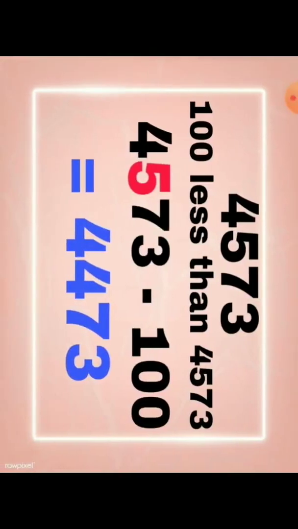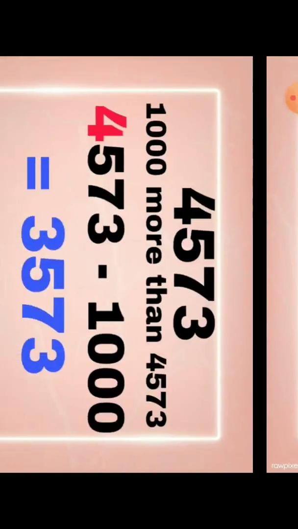Now I want 100 less than 4573. So in this number, which digit is on the hundreds place? 5, and that is indicated in red color. We have to subtract 100 from this number, and we get 100 less than 4573. So 4573 minus 100 is equal to 4473.